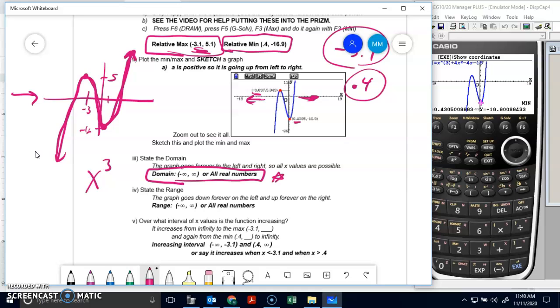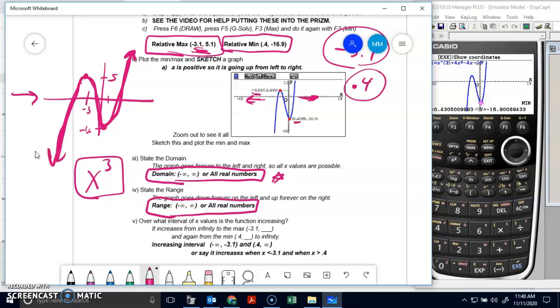So this is the same as x to the second, the quadratics. However, the quadratics went only so far down. It went up in both directions. Because these are going up and down, the range is also all real numbers. And that will always be the answer for x to the third.